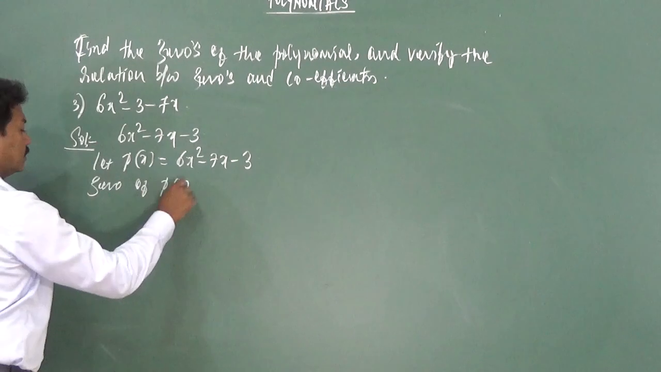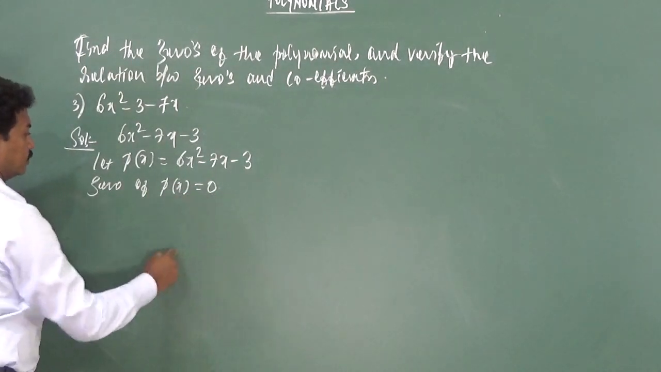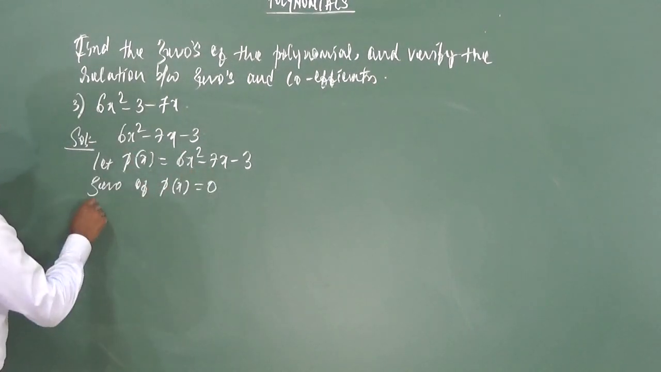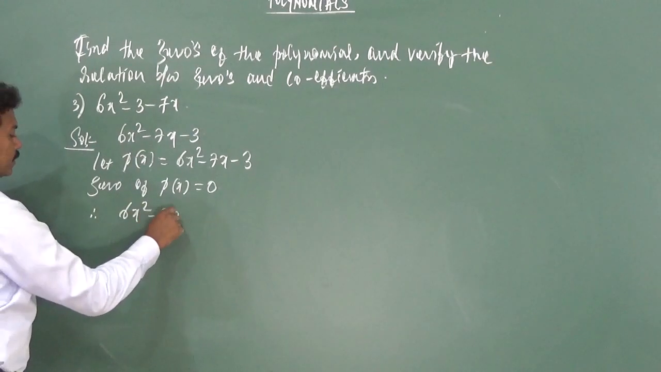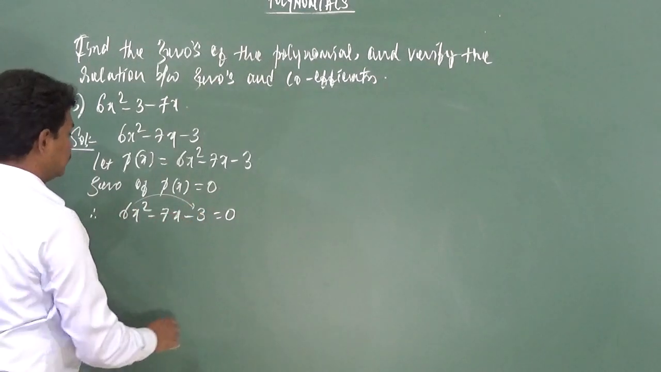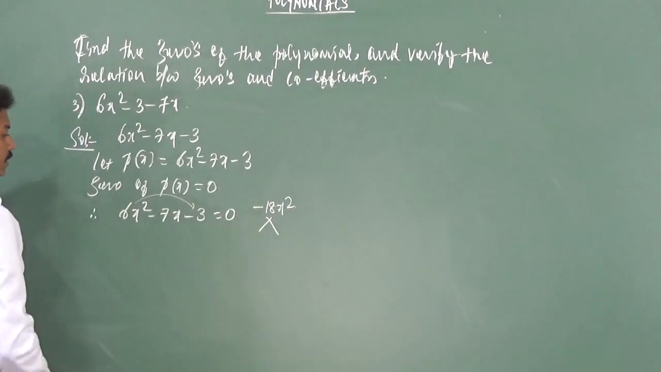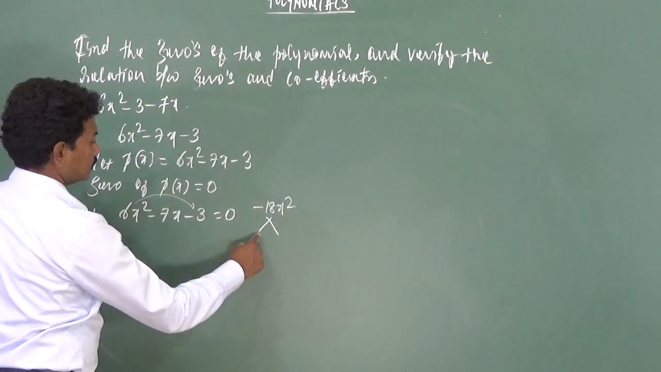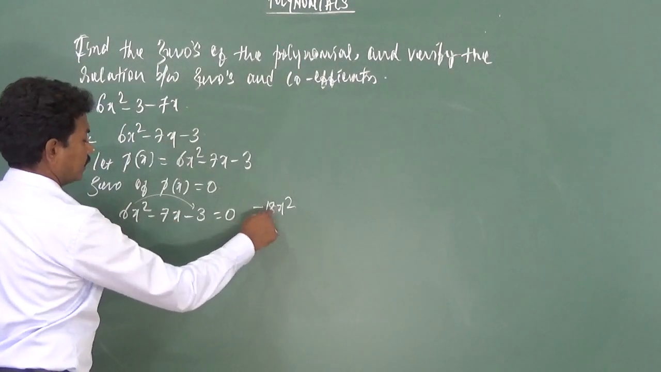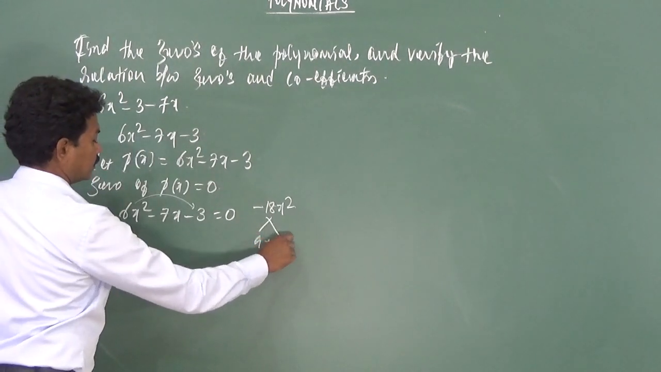Zero of the polynomial p of x is 0. This p of x will be 0, so this entire p of x will become 0. So therefore, 6x square minus 7x minus 3 will be equal to 0. So 6x square into minus 3 is minus 18x square. We have to split this into two numbers such that the sum of these two numbers gives minus 7x, and the product of these two numbers gives minus 18x square. So we can go with 9x and 2x.